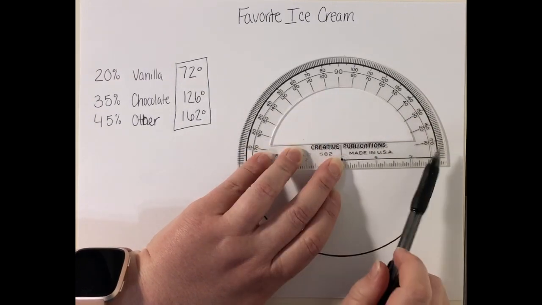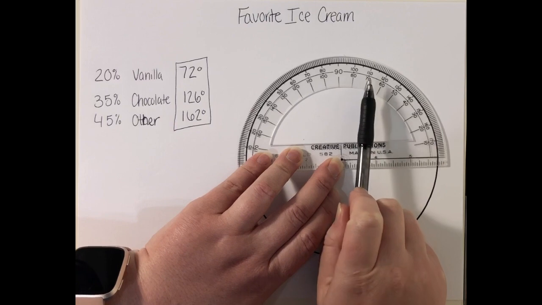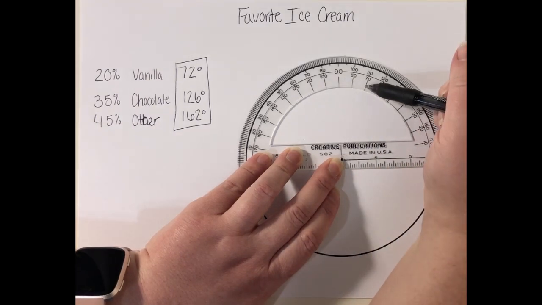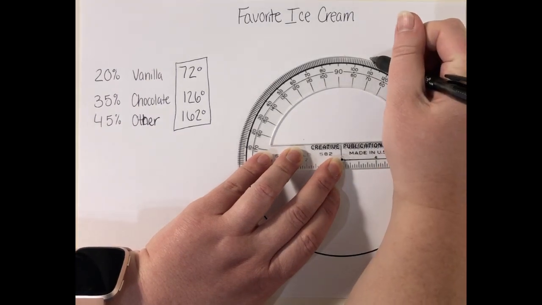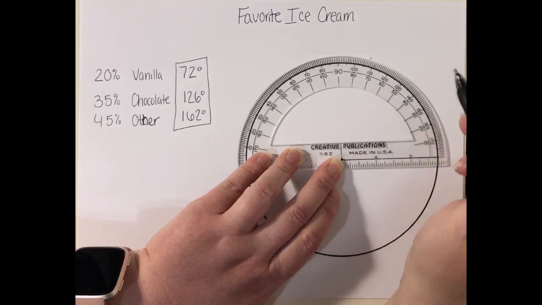Now to measure 72 degrees, I'm going to go right here. 72 degrees is still an acute angle. So here's 70 and here's 80. So I'm going to go to 70. And then if you actually go up here, you're going to do 2 more degrees and make a mark. And this just happens to be on the outside, which is fine.